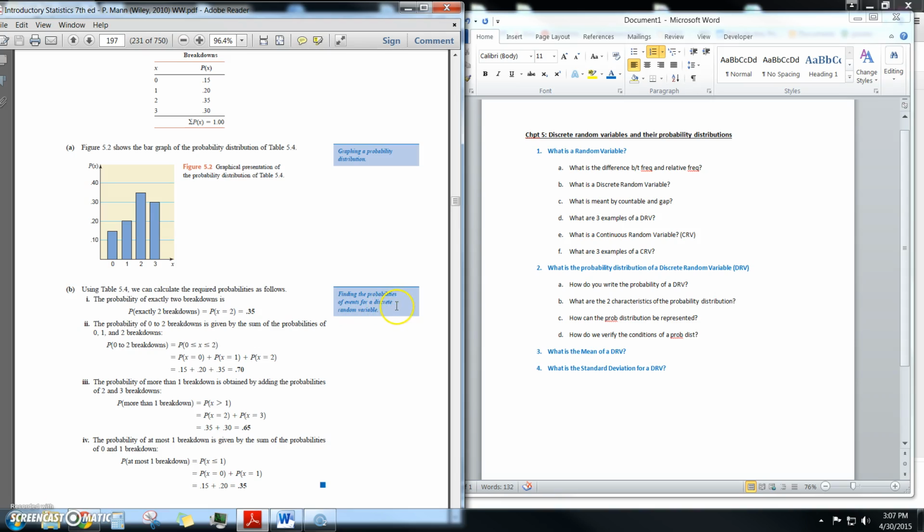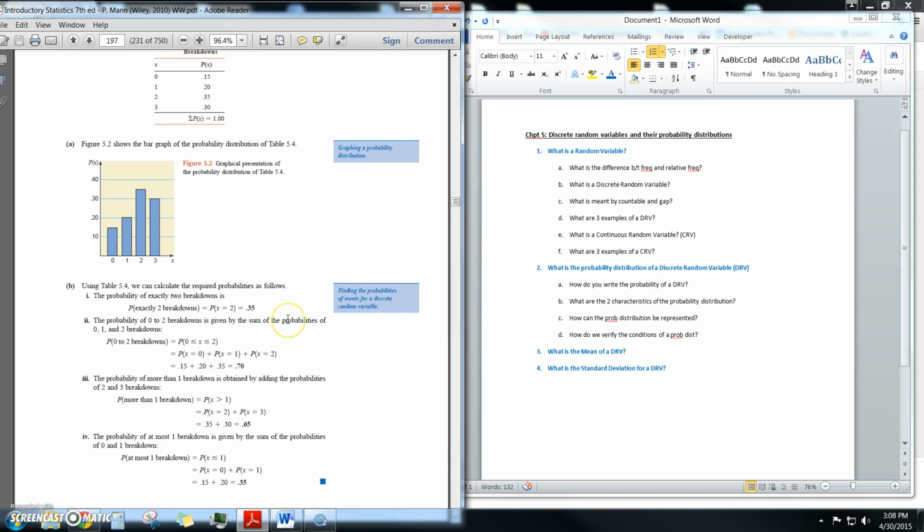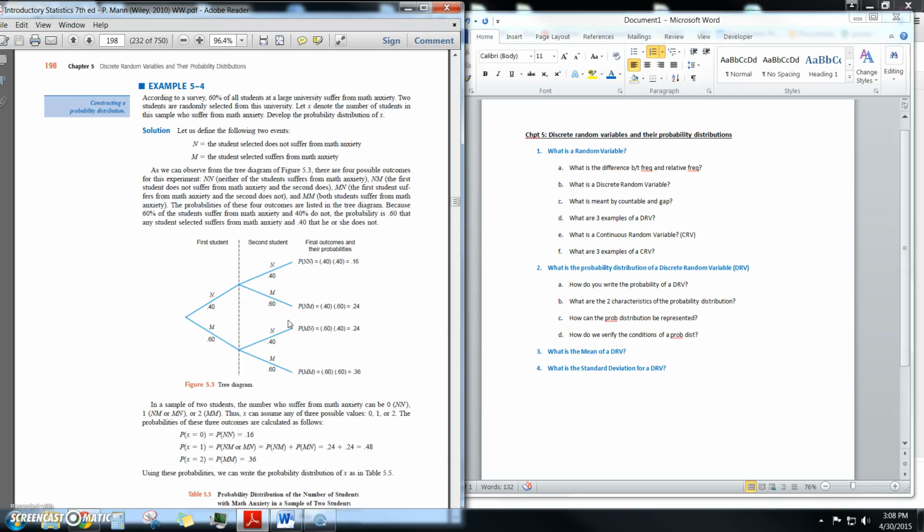Finding the probabilities of events for a discrete random variable. This is interesting. This here could be a good question. It's got 4 parts. We could just put down this as being one of our main questions and continue on that way.